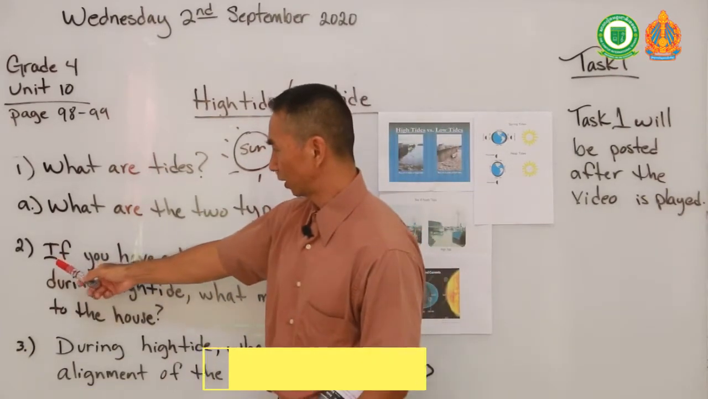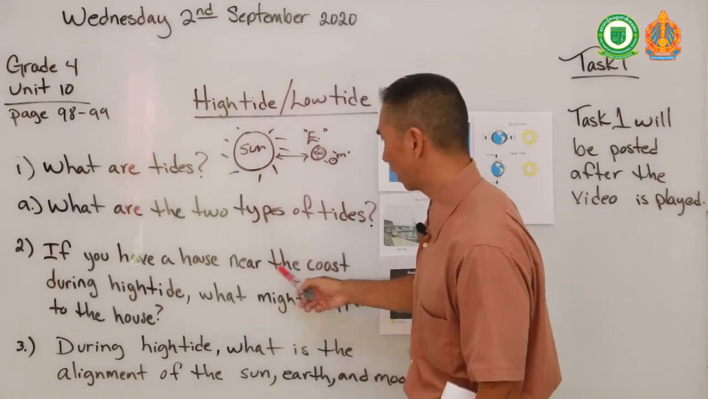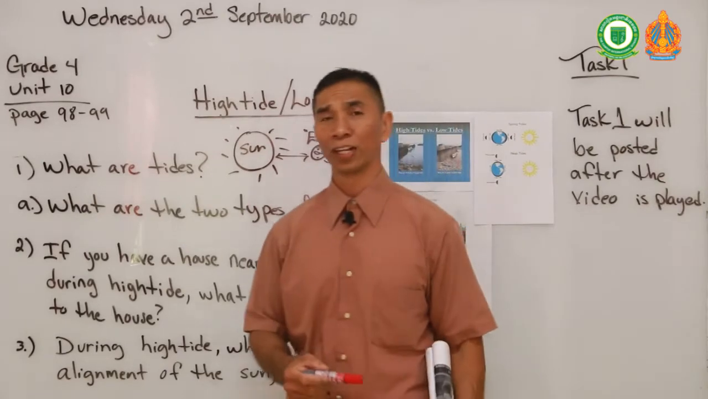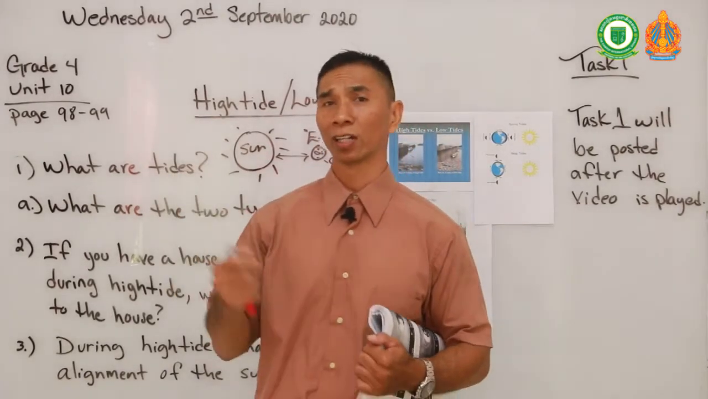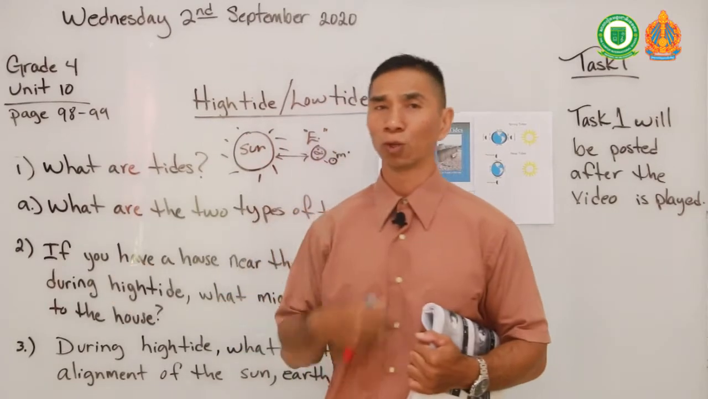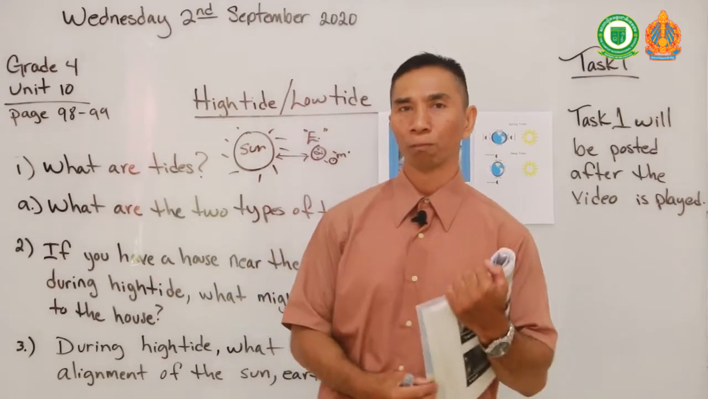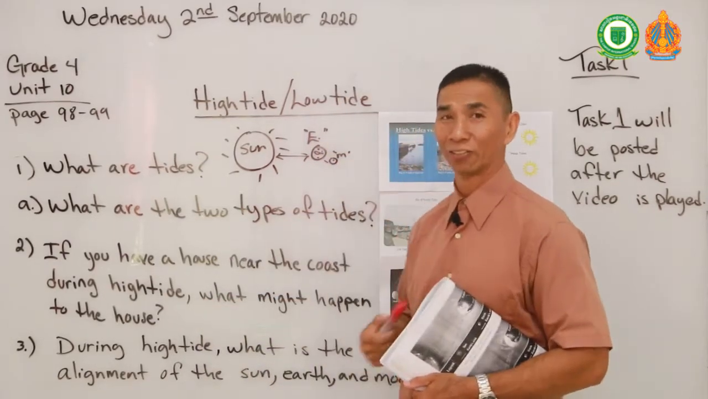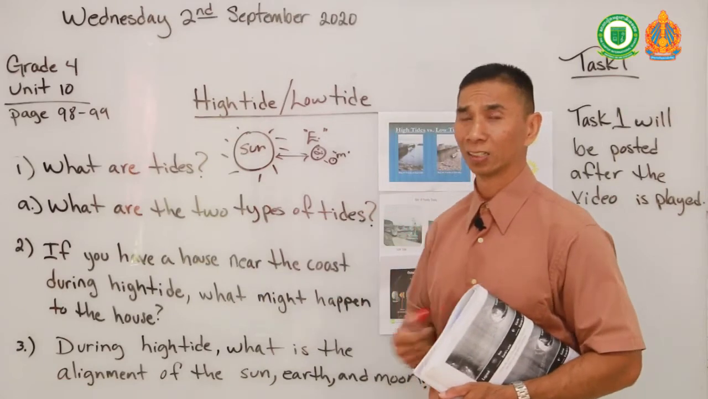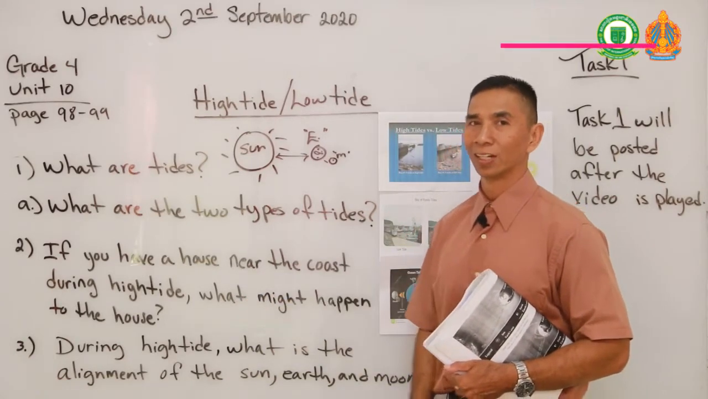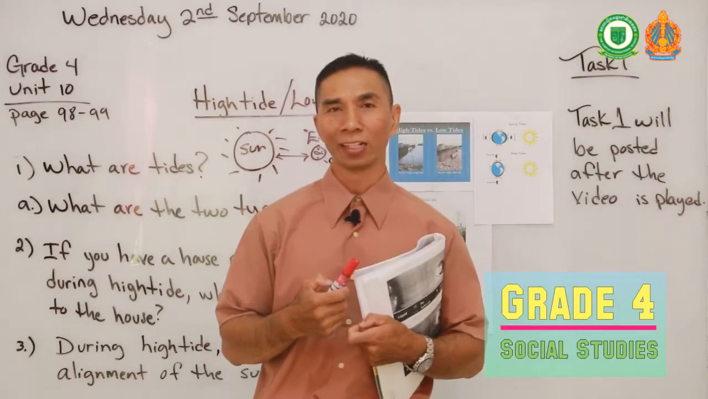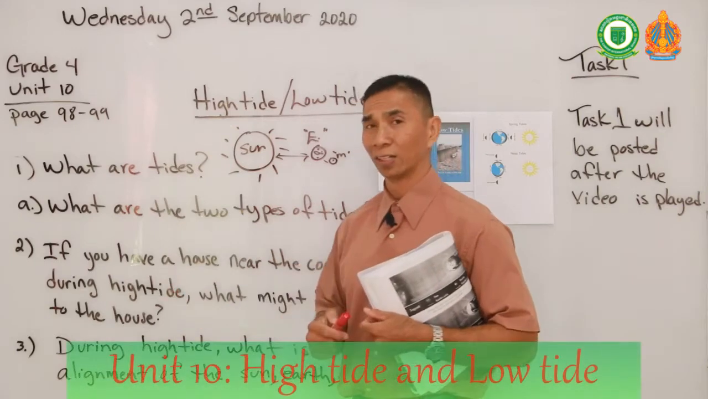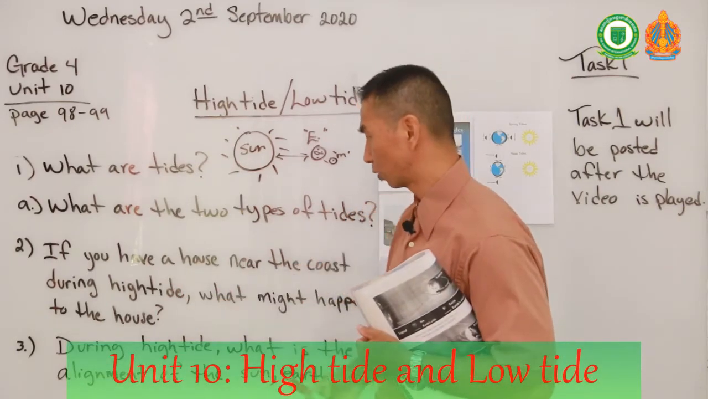And my second question to you is, if you have a house near the coast during high tide, what might happen to the house? So for example, if you have a house near a river or near a coast where the high tides come, what do you think might happen to the house? Please post something up on our Telegram post explaining to me what will happen to your house if you have a house that's really near the water line or near the shore. Yes, if you said your house might get flooded or water might creep up and go into your house, you are correct.